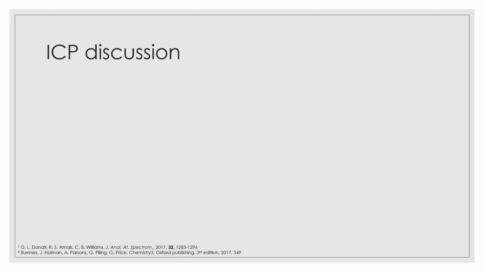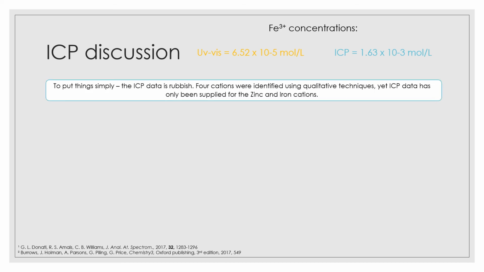When it comes to discussing this experiment, we can disregard the qualitative analysis. This is because the experiments are extremely simple, and as simple as you see a colour, you know your ion is present. Nothing more. However, when we turn our attention to the iron 3+ concentrations, we can see that the values calculated by both the UV-Vis and the ICP are extremely different. So we must know that one of these is wrong. And we know that it's going to be the ICP technique because we've identified 4 cations in our solution. However, the ICP only returned data for the zinc and iron cations.